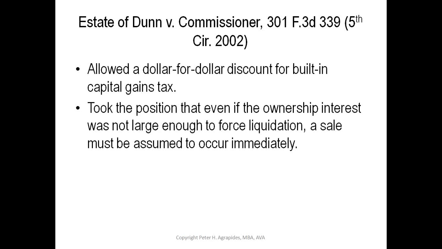Next, we have Dunn versus Commissioner. This is in 2002. Dunn allowed a dollar-for-dollar discount for built-in capital gains tax. It took the position that even if the ownership interest was not large enough to force liquidation, the sale must be assumed to occur immediately. And that should make economic sense to us when we analyze the standard of value, fair market value.